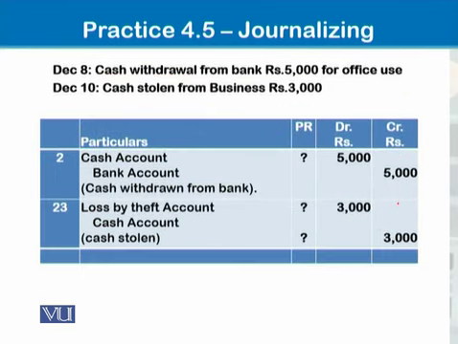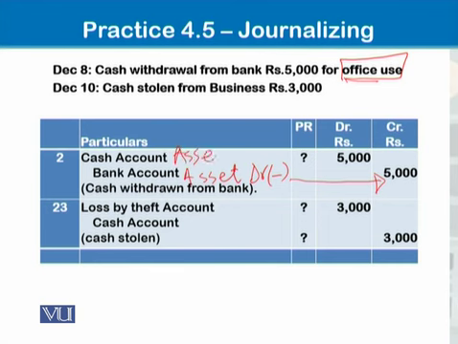Then cash withdrawal from bank 5,000 for office use. Okay. We are withdrawing cash from bank. It is reducing our bank asset. Bank has debit nature, that is reduced, therefore should be credited. And since we are withdrawing cash from bank for office use, cash is an asset and we know that its nature is debit, and this cash is increasing our assets, therefore should be debited.